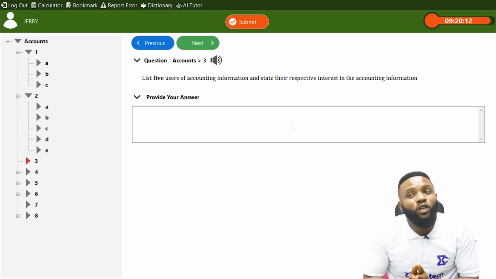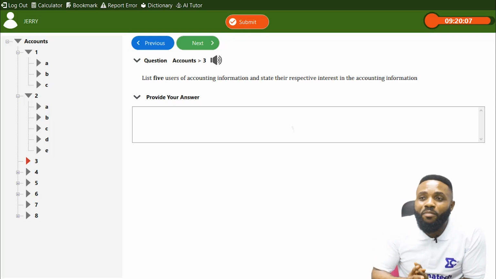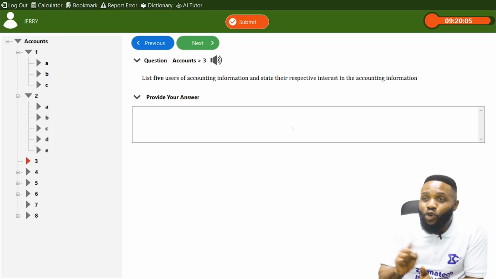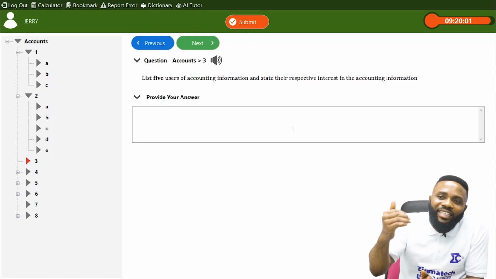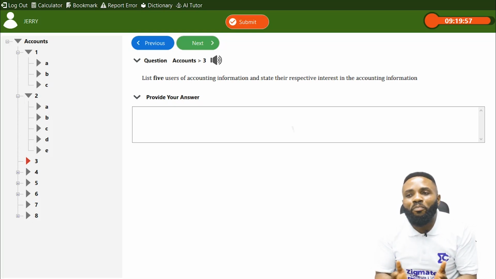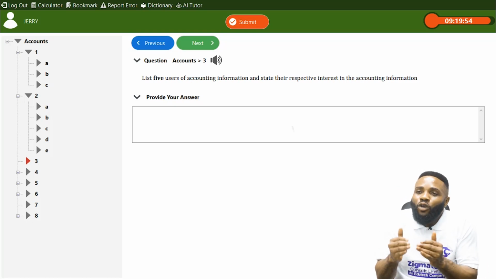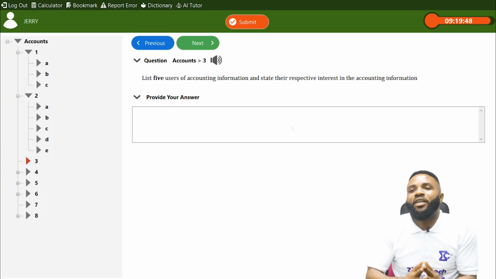If the creditors or the suppliers look at your accounting information and they see that, guys, these people are not making progress, it will be difficult. They will know that this guy won't be able to meet up to the debt as at when due. On their own part, they may begin to make provision for bad debt, because at some point they will know that you won't have the financial capability to meet up to your obligation.